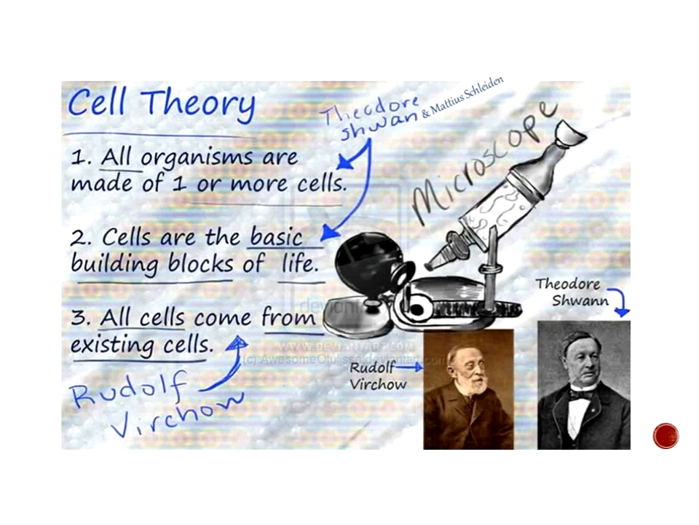So just to review that cell theory and the timeline here, the three main parts of the cell theory is that all organisms are made up of one or more cells, and cells are the basic building blocks of life.